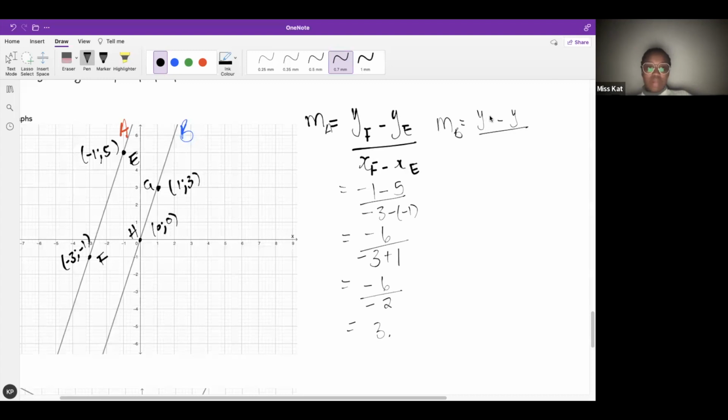That's okay. Okay, the y of G minus the y of H over the x of G minus the x of H, which will be, my chat box is in front of my point, so I can't see. Y of G is 3 minus 0. X of G is 1 minus 0, which is 3 over 1, which is 3.